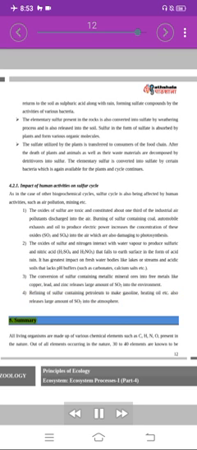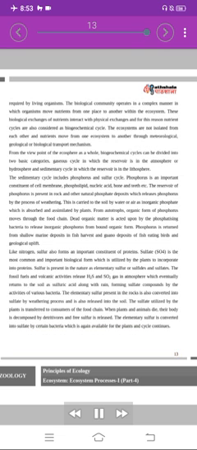5. Summary. All living organisms are made up of various chemical elements such as C, H, N, O, present in nature. Out of all elements occurring in nature, 30 to 40 elements are known to be required by living organisms.